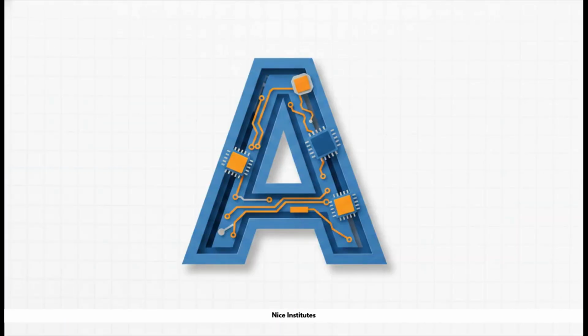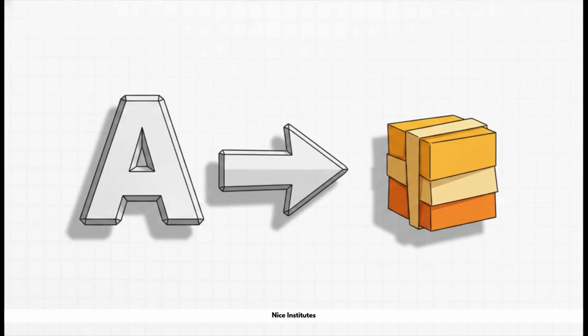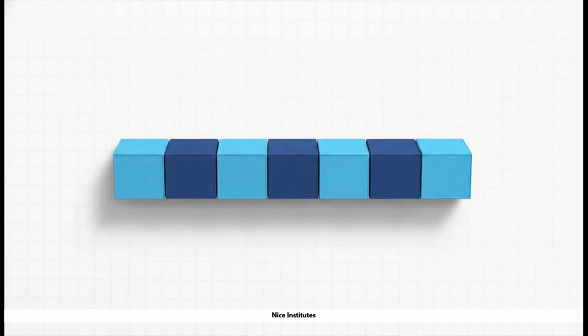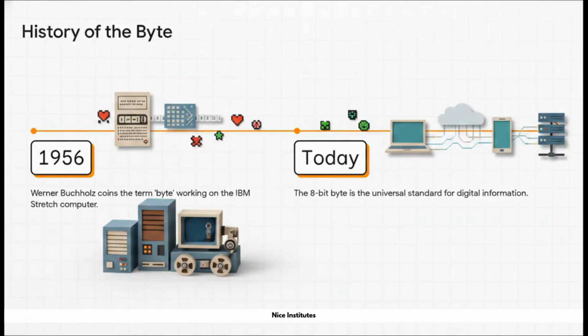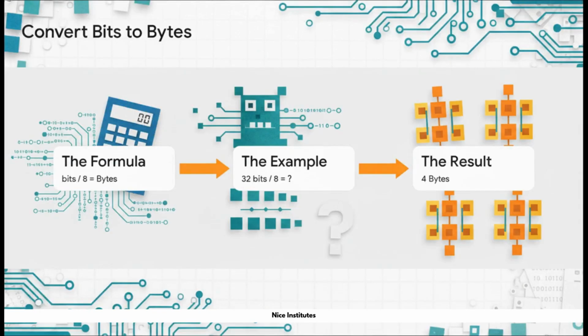So let's take a single character, right? The letter A. For a computer to store just that one letter, it takes up exactly 1 byte of data. But here's what the computer actually sees: a sequence of 8 ones and zeros. And each one of those digits, that's a bit, the absolute smallest piece of data there is. And believe it or not, this 8-bit standard we still use, it goes all the way back to 1956. The math here is super simple. You just take your number of bits and divide by 8.